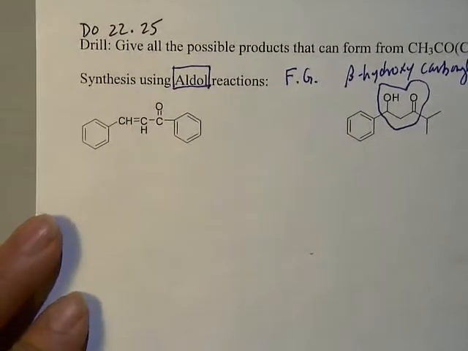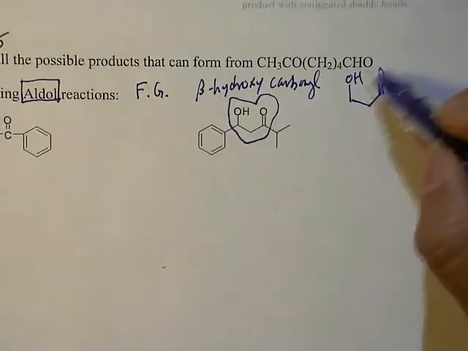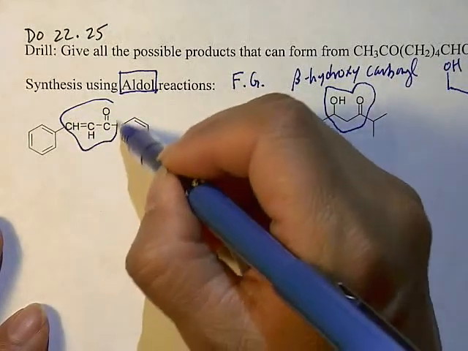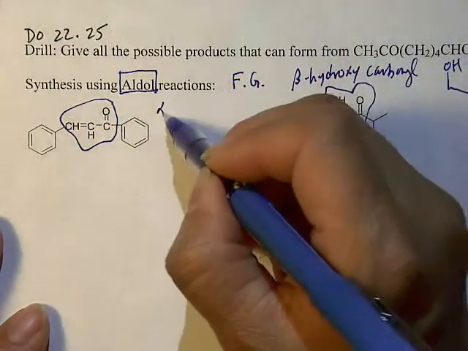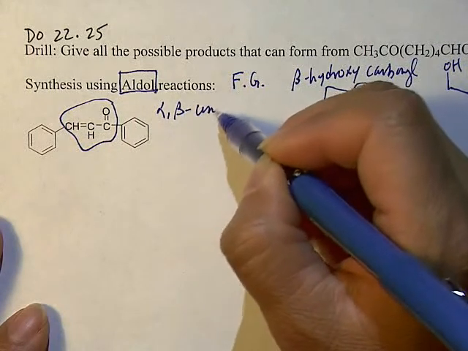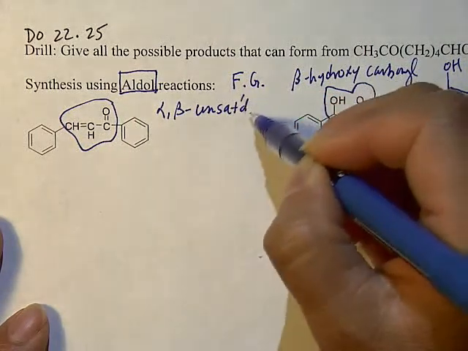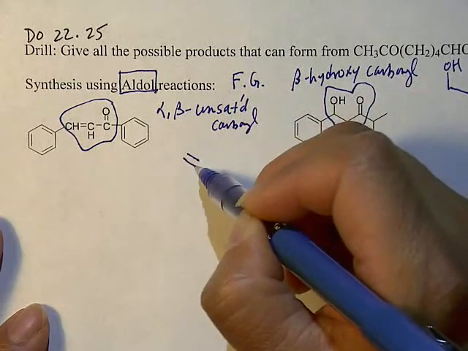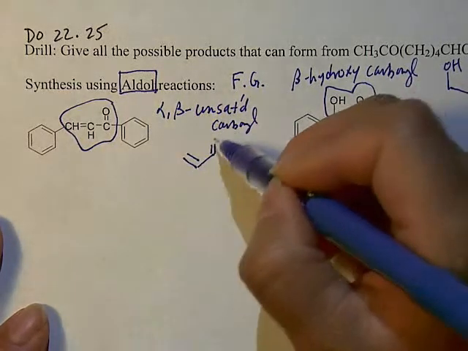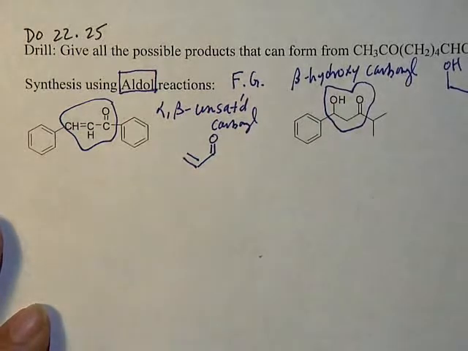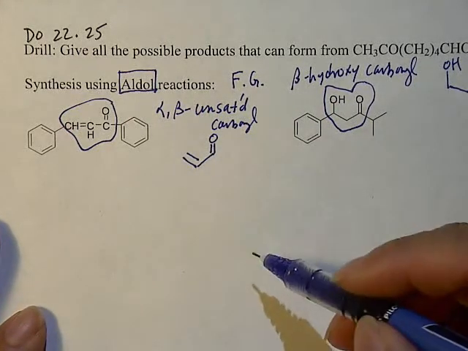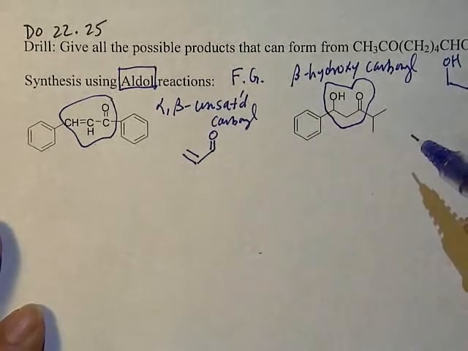Now, one step further than that, because you know this could easily dehydrate, the other functional group that you're going to be looking for is the alpha beta unsaturated carbonyl. In other words, some kind of functional group that looks like this. If that's present, then you should think aldol.